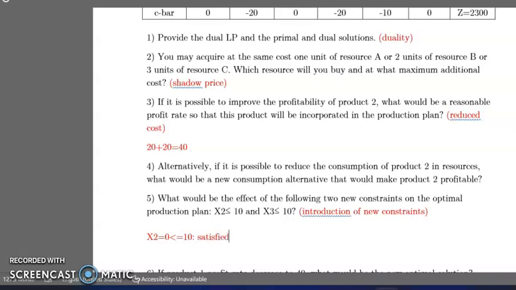So it would not change anything if we introduce this constraint to our LP. It will not change anything.